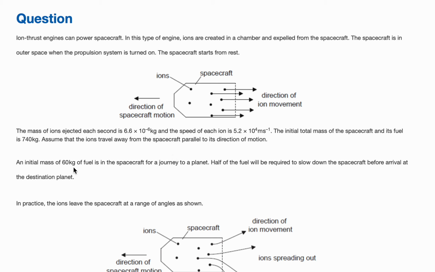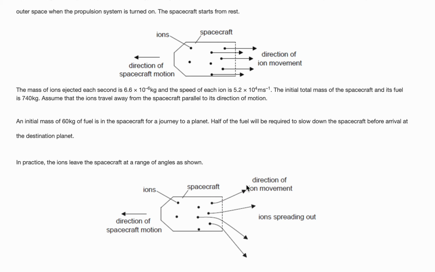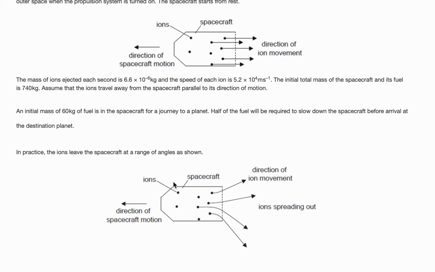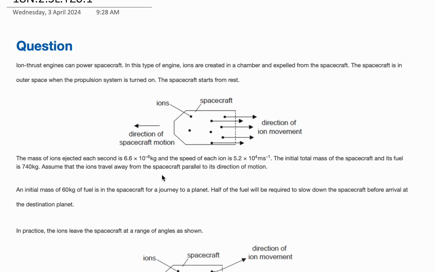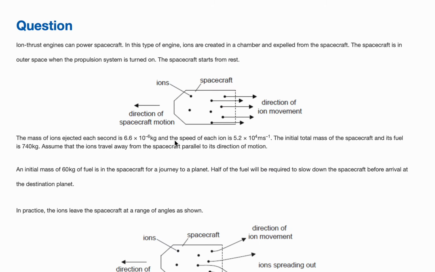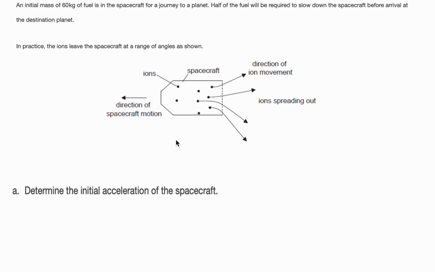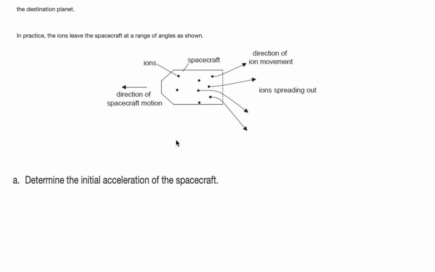An initial mass of 60 kg of fuel is in the spacecraft for a journey to a planet. Half of the fuel will be required to slow down the spacecraft before arrival at the destination planet. In practice, ions leave the spacecraft at a range of angles as shown, and they give you another diagram. See, there's a lot of information in this question. What do we actually need? Keep that in mind. Part A, 2 marks.